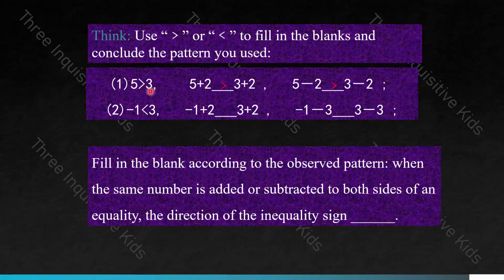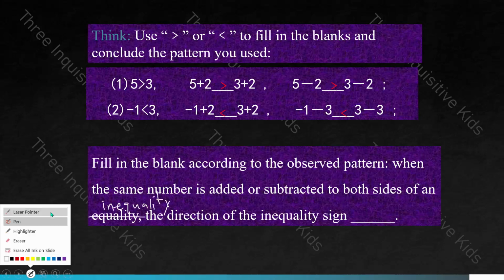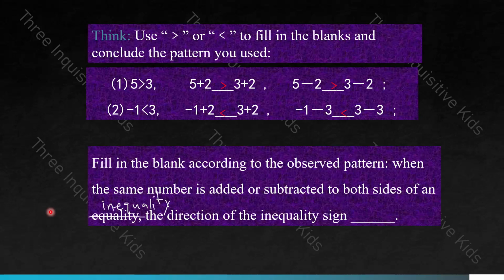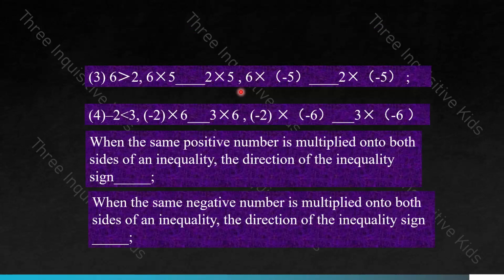Now here we have negative 1 is less than 3, which means that negative 1 plus 2 is less than 3 plus 2, and negative 1 minus 3 is less than 3 minus 3. Fill in the blank according to the observed pattern. When the same number is added or subtracted to both sides of an inequality, does the direction of the inequality sign change or not change? Well, here it never changes. So based off of our observations, it doesn't change.